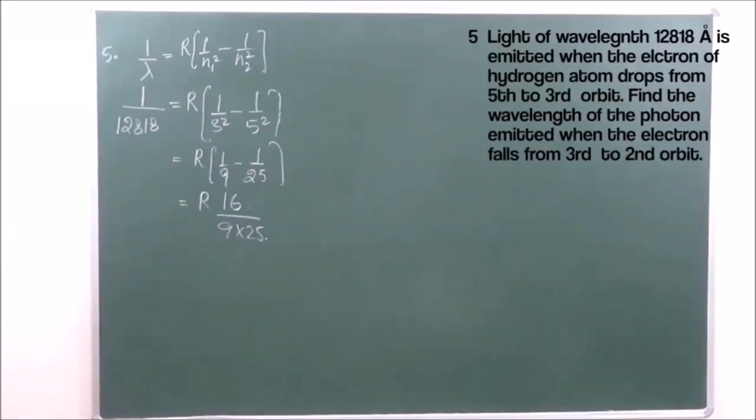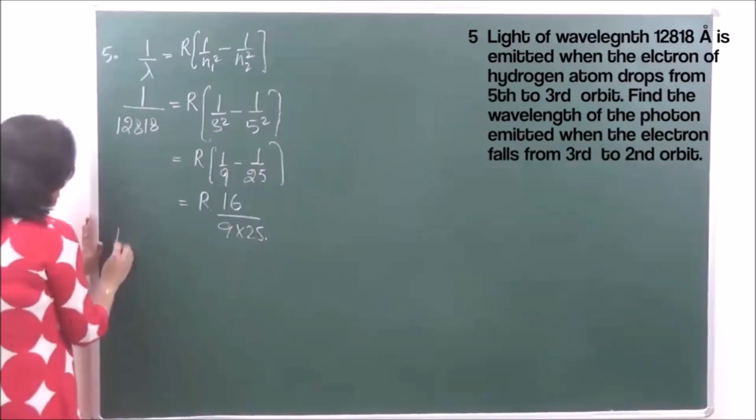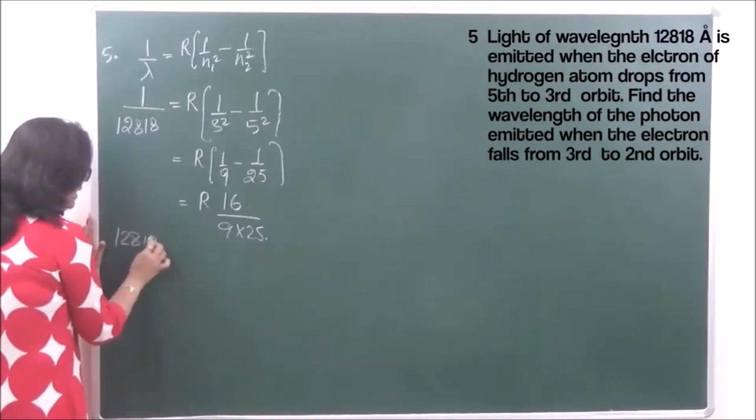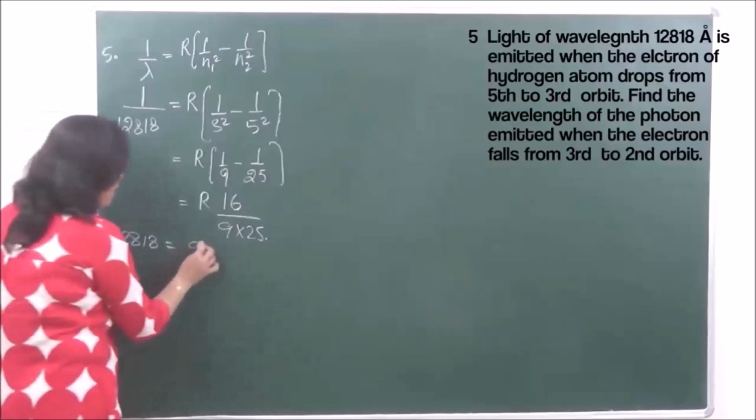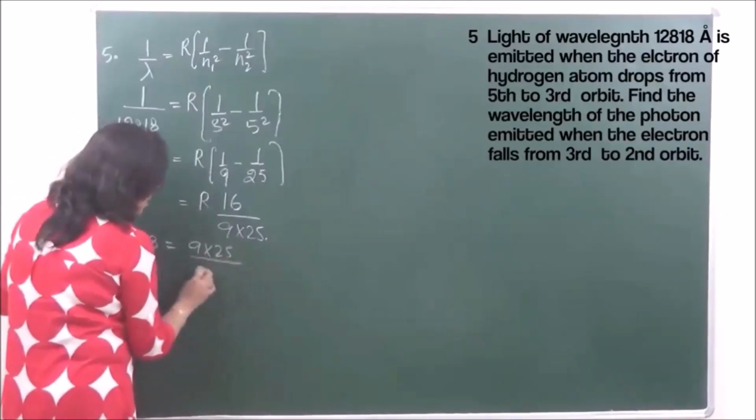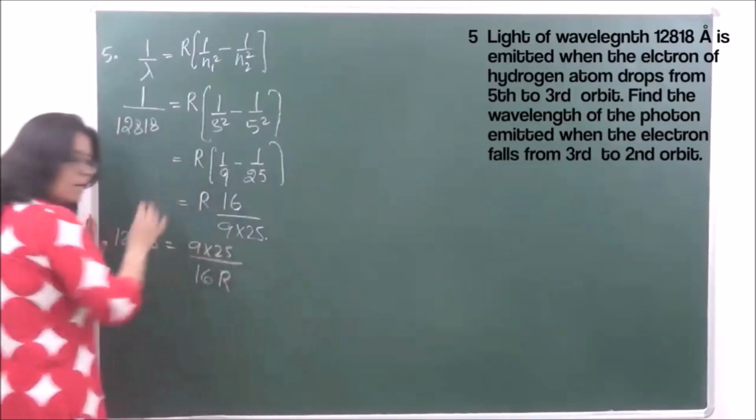Now when we calculate lambda over here, we take the reciprocal. By taking the reciprocal, we get λ1 = 9 into 25 upon 16R.